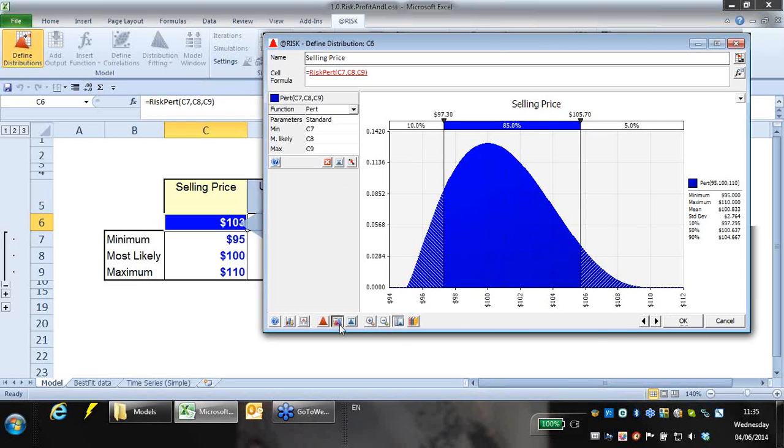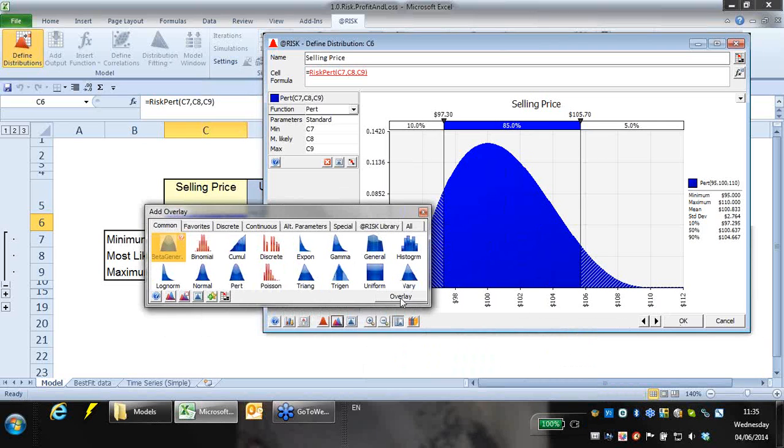So I was going to add an overlay to show you a different type of distribution. Because of the three parameters which we've got here on a PERT distribution, we have a bias towards this particular point. So the samples are more likely to come from this area here than the tails, because of the shape of the distribution.